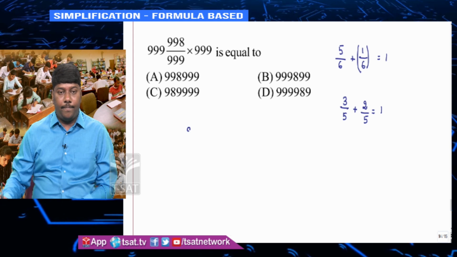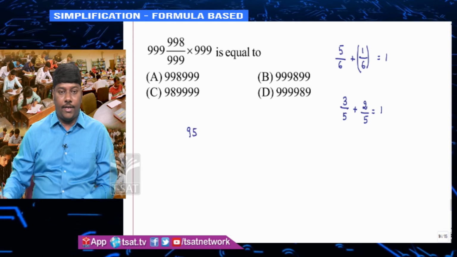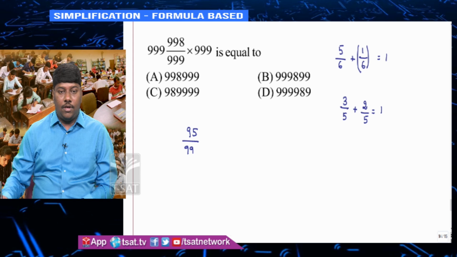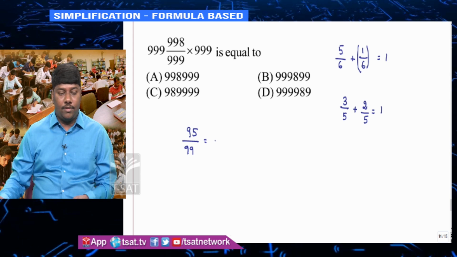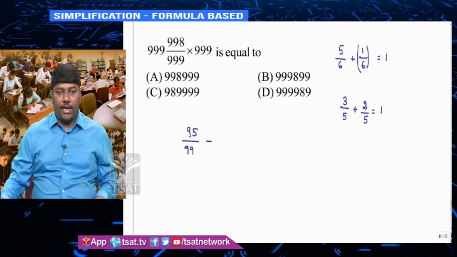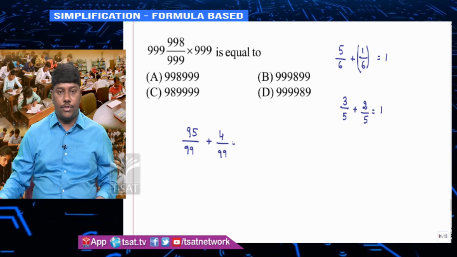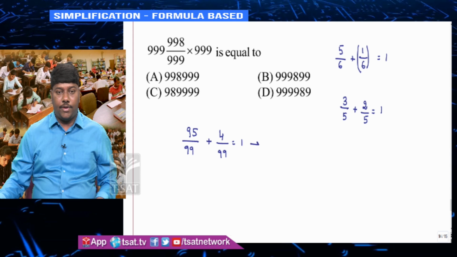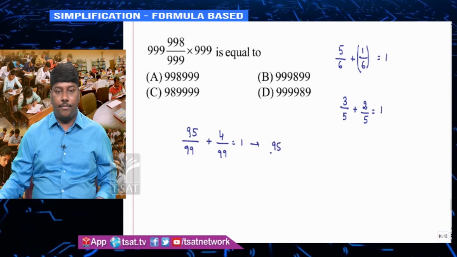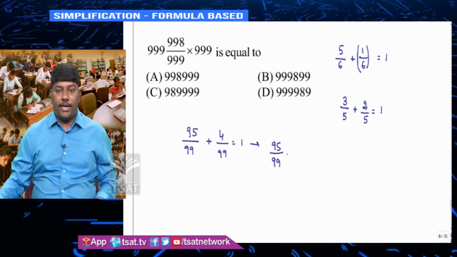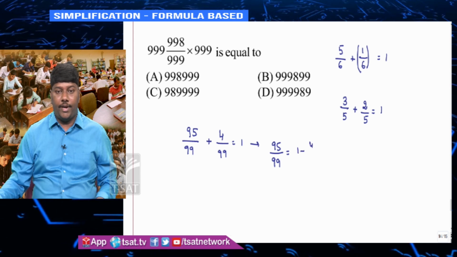Suppose I have 95 by 99. How much I need to add in order to make it 1? In order to make it 1, I need to add 4 by 99, which is equal to 1. This I can also write for 95 by 99: I can write it as 1 minus 4 by 99.